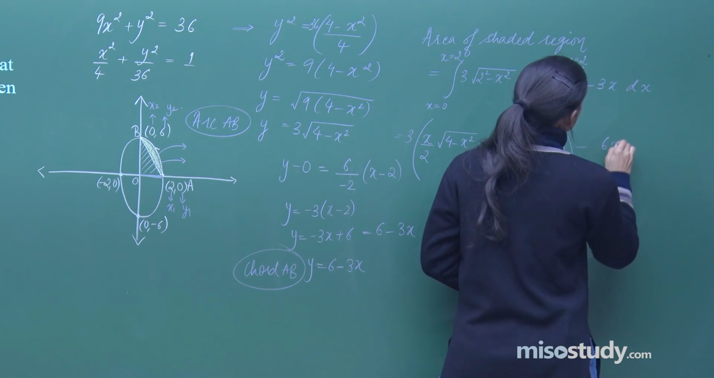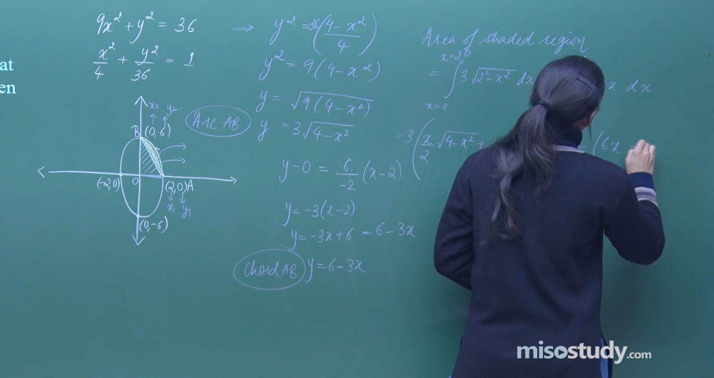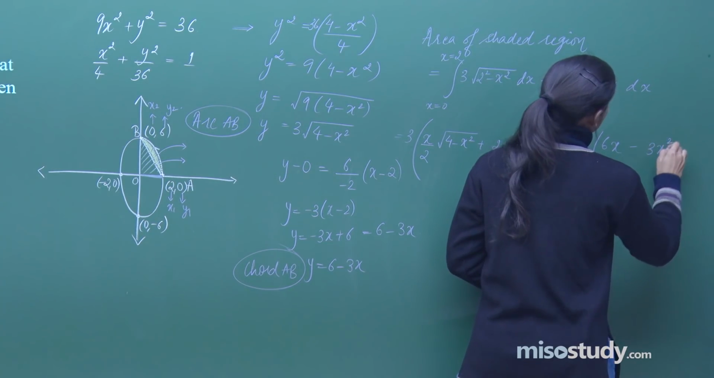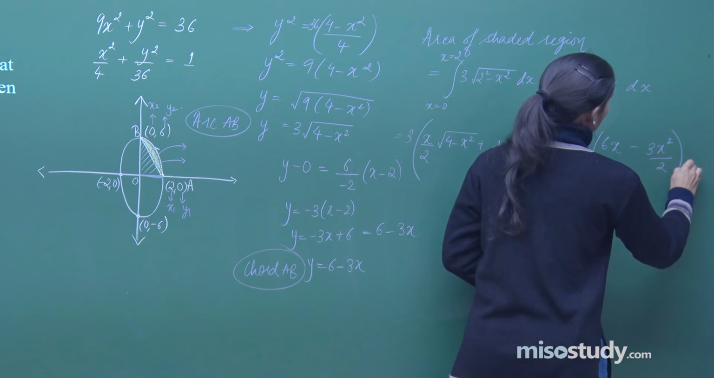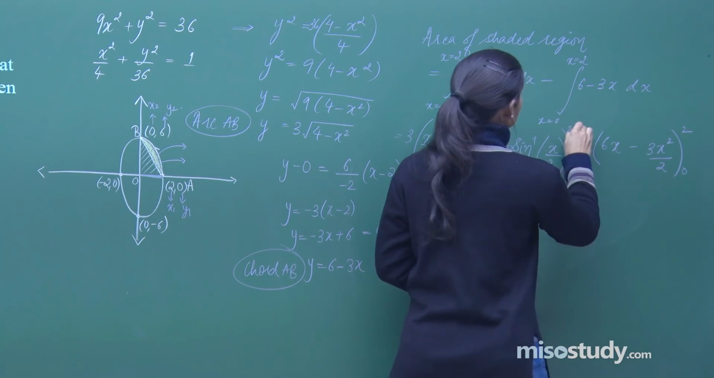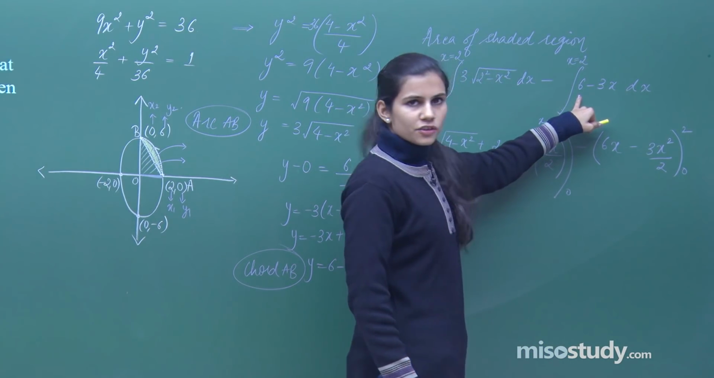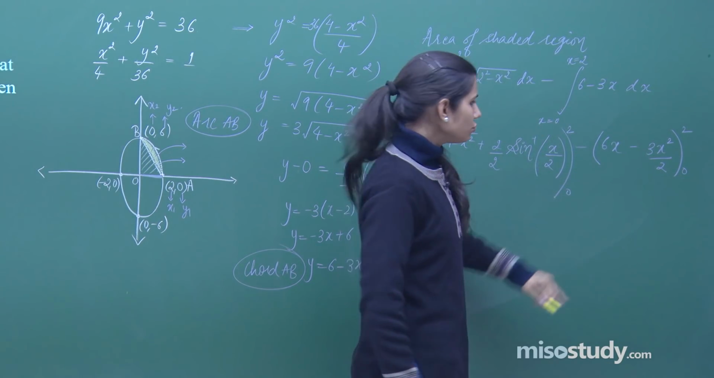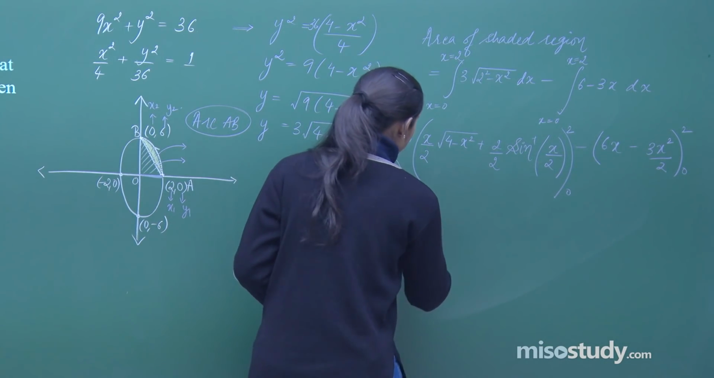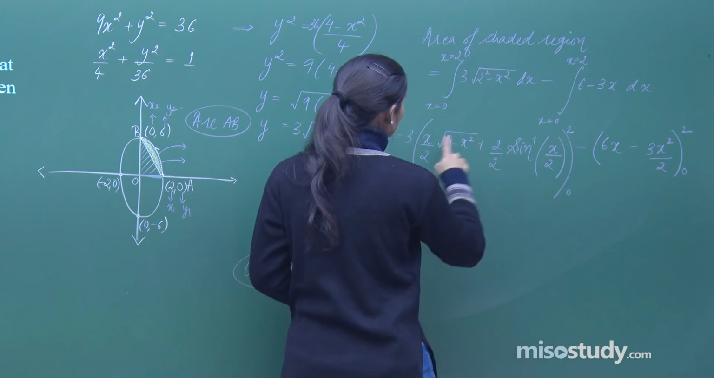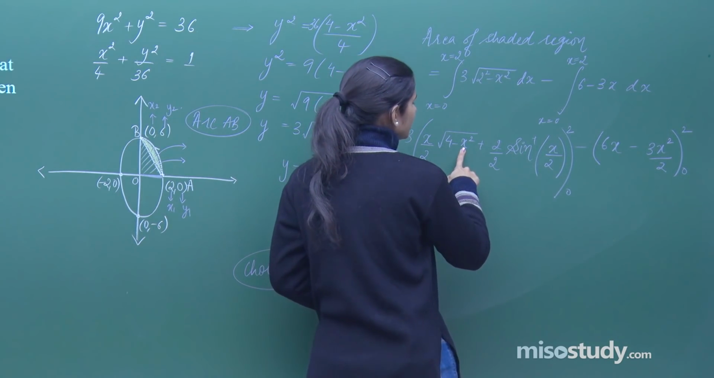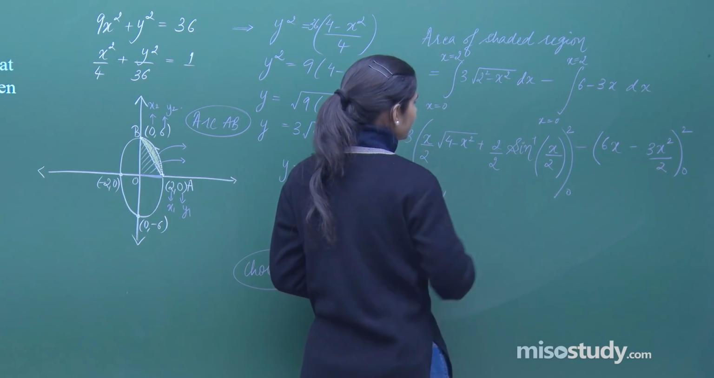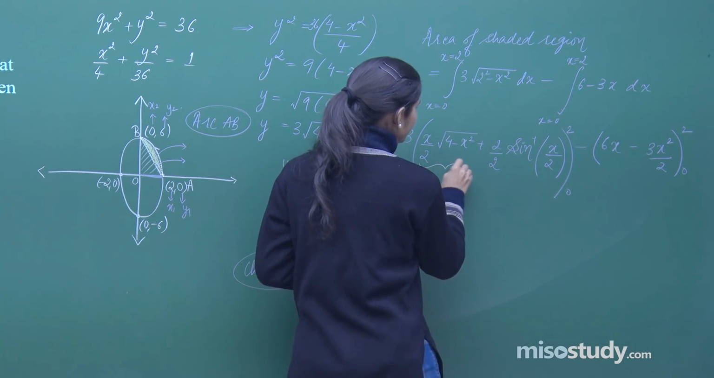Minus, this is 6x minus 3x square by 2 from 0 to 2, and this is also from 0 to 2. This integration of 6 is 6x and integration of 3x is 3x square by 2. So this is what you have. So here what is it that you are left with? 3 times 2 comes, 2 upon 2 is 1, but here when 2 comes this is 0, so this entire thing becomes 0. This complete thing is 0.